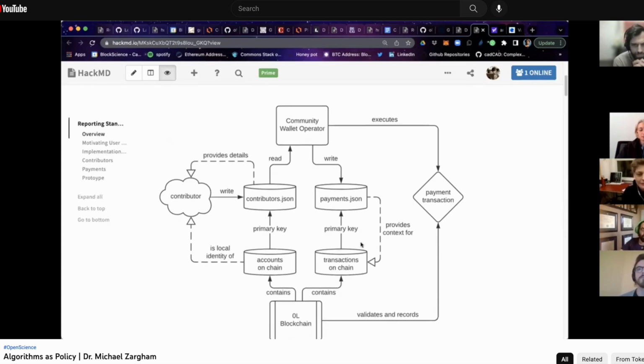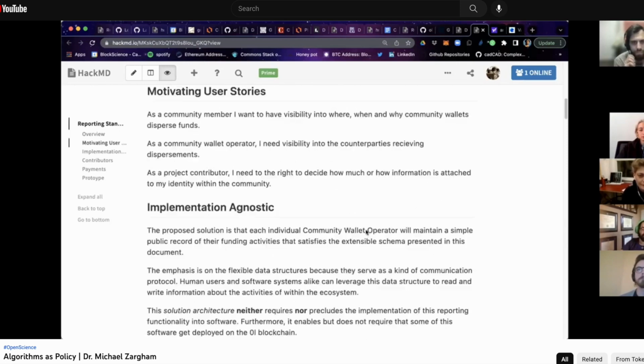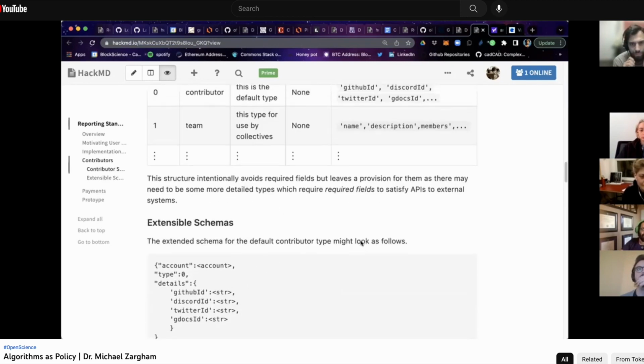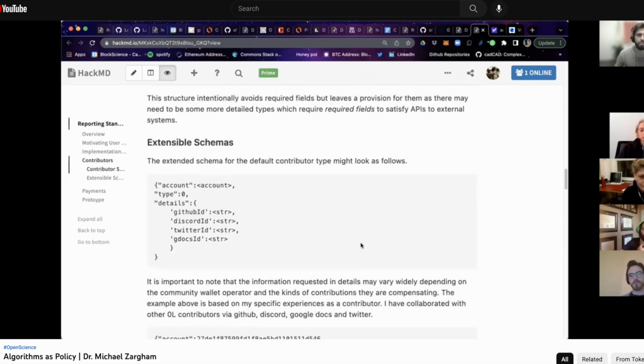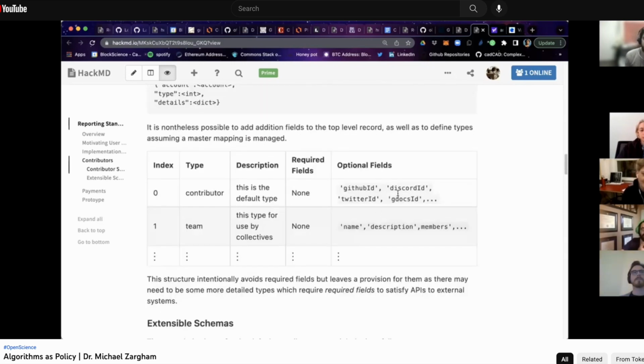And so this little mock-up basically says, look, there are contributors, so almost a CRM, and there are payments, but payments are attached to activities. The crux of this was something I call extensible schemas. Extensible schemas basically say, look, you can provide a minimum amount of data. You have a unique identifier of an actor, who is an account, and then an account might have a type. For example, if I made type 0, I could have some extra fields. In this case, I define these as optional fields so people don't strictly have to dox themselves.